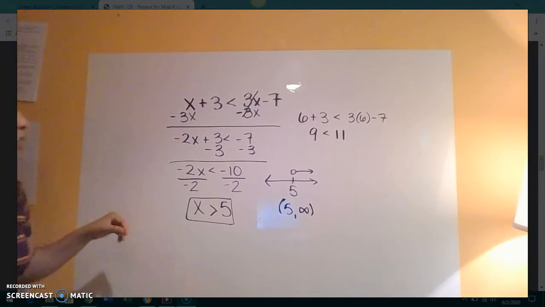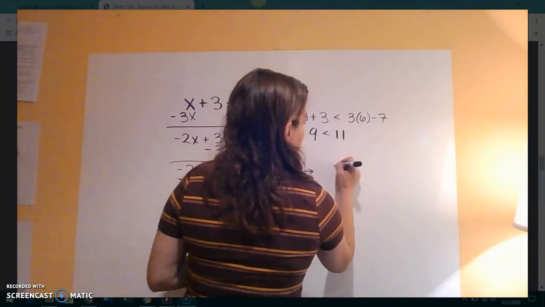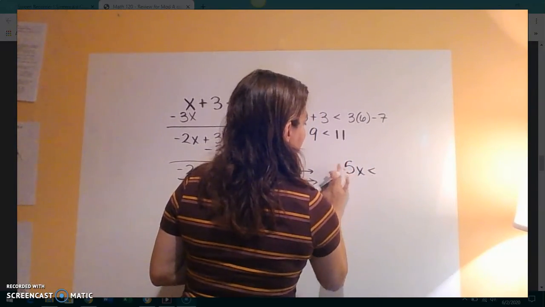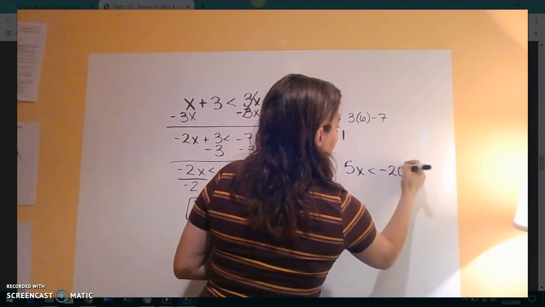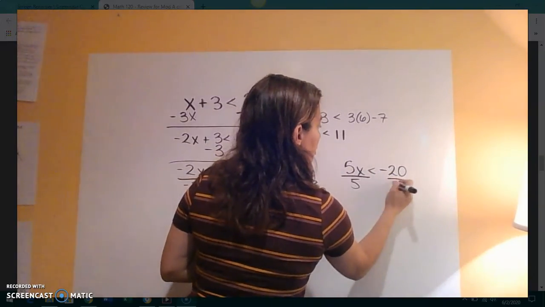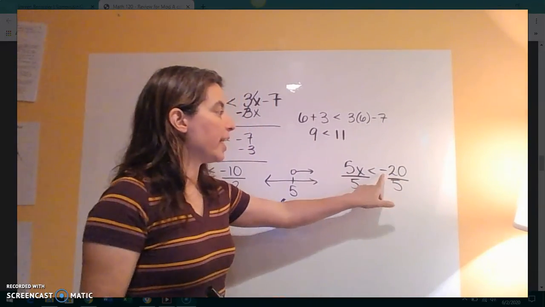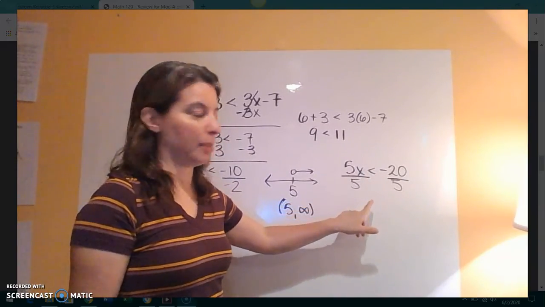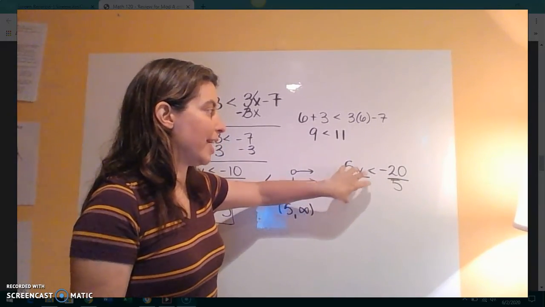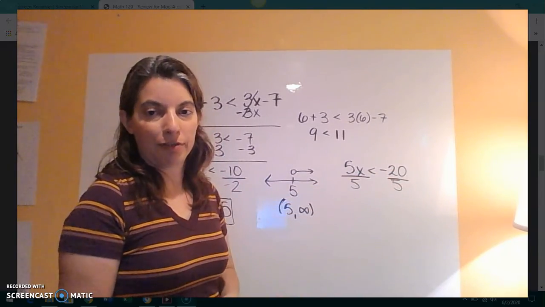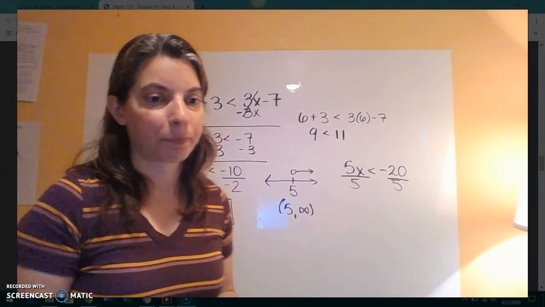Now, one thing to watch out for. Let's say we have another example: positive 5x less than -20. And I say, okay, I have to divide by 5. Just because there's a negative in my problem, and there's going to be a negative here when I divide, does not mean the sign flips. The sign only flips if what you're dividing by, or multiplying by, is a negative. So just watch that.